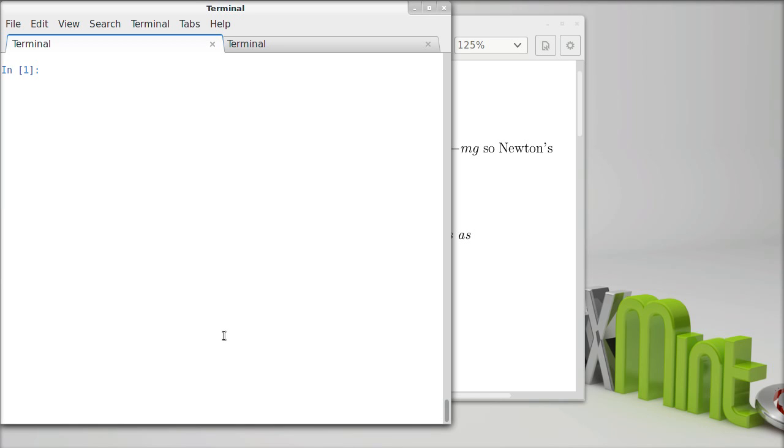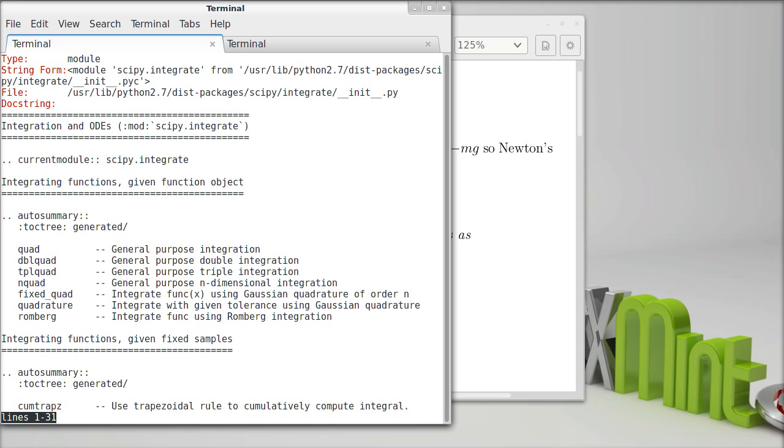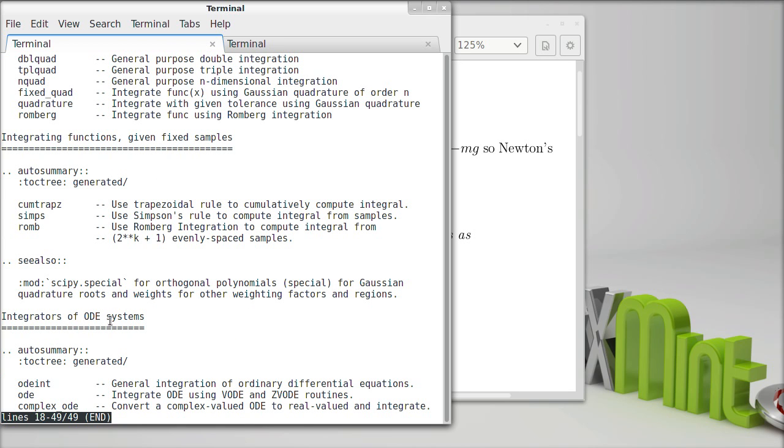In this screencast, we're going to learn about solving differential equations, or systems of differential equations, again using the existing tools. We've already partially seen when we did integration that scipy.integrate contains both routines for integration, which we've talked about, and routines for solving systems of ordinary differential equations.